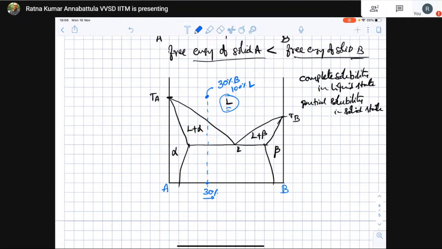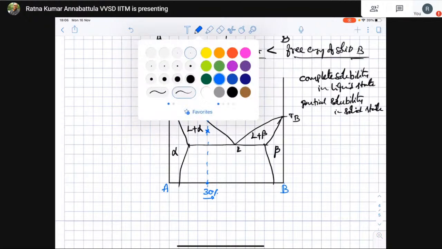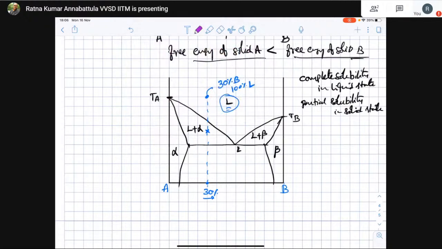Good. Now, if you are coming up to here, fine. But now let us say you are in this region. Okay, you are in the two-phase region. Then what does it mean? You have some liquid and some alpha. So now the question is, your original liquid solution which you are cooling down has 30% B.